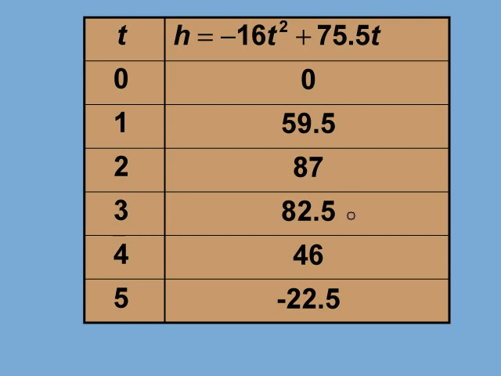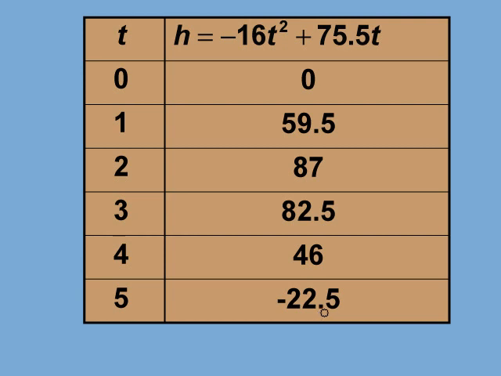After 3 seconds, the ball is at a lower altitude than it was here. This means that the ball is already falling toward the earth. After 4 seconds, the ball is 46 feet above the ground and continuing to fall. Now look at what happens at the 5-second mark. The formula tells us that the ball is 22.5 feet below the ground. Obviously, the ball would simply land on the ground and would not continue below the surface of the earth.